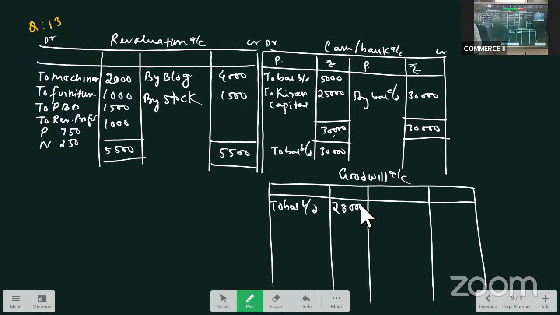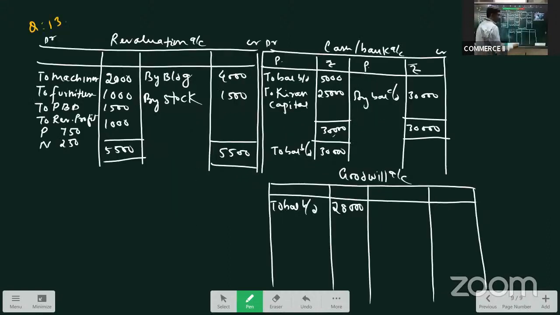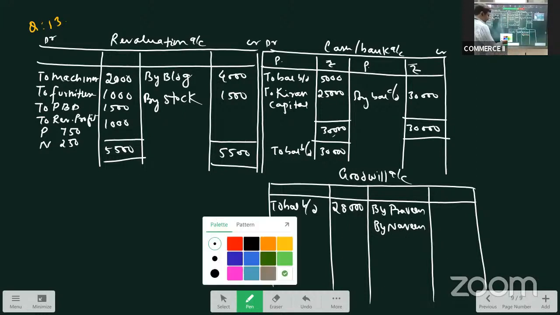But the value has now come down to 20,000. When goodwill is already appearing at 28,000, this amount might have been already credited to old partners. Earlier it might have been credited to them, but the value has come down. So now that excess 8,000 has to be debited to old partners. So I'll write by Praveen and by Naveen. What is this I'm doing?